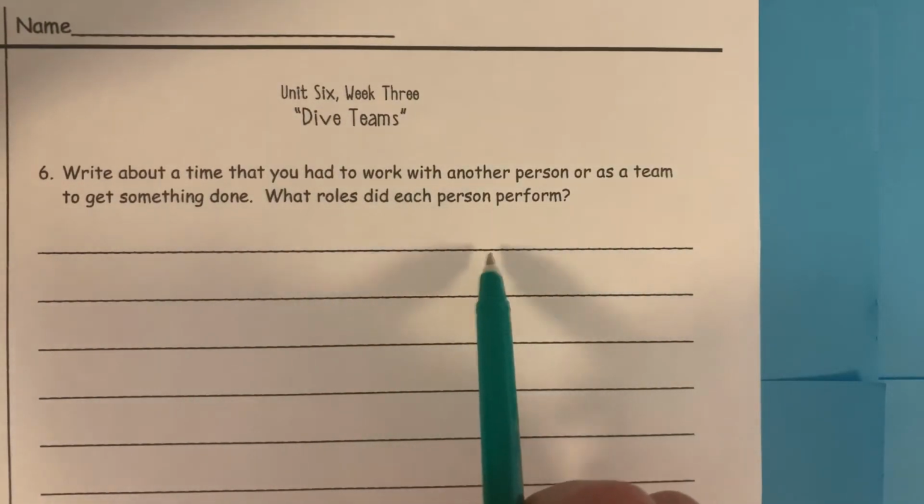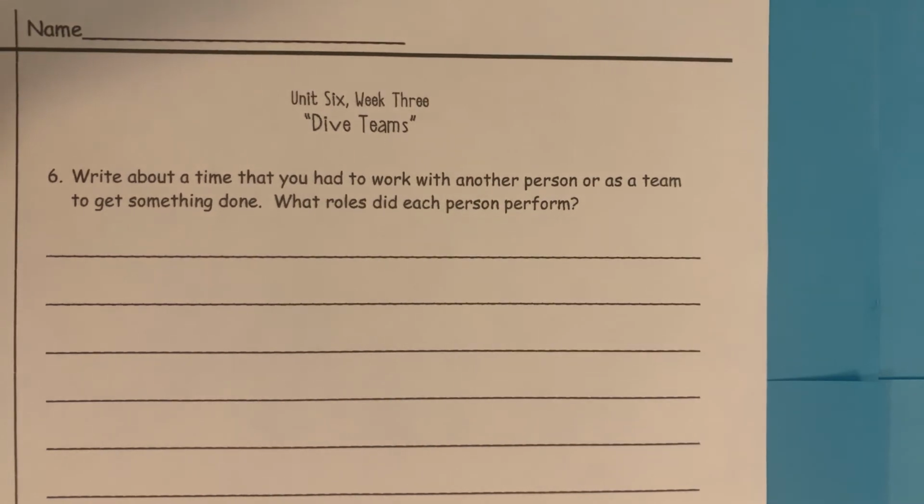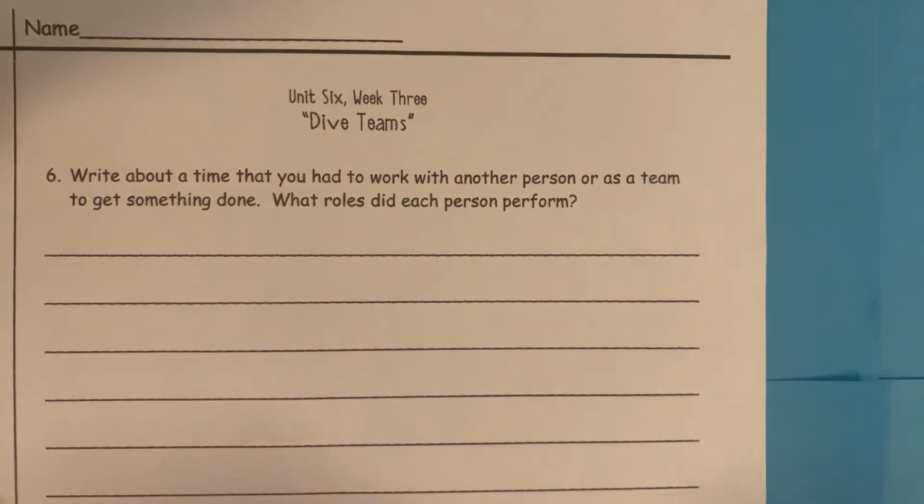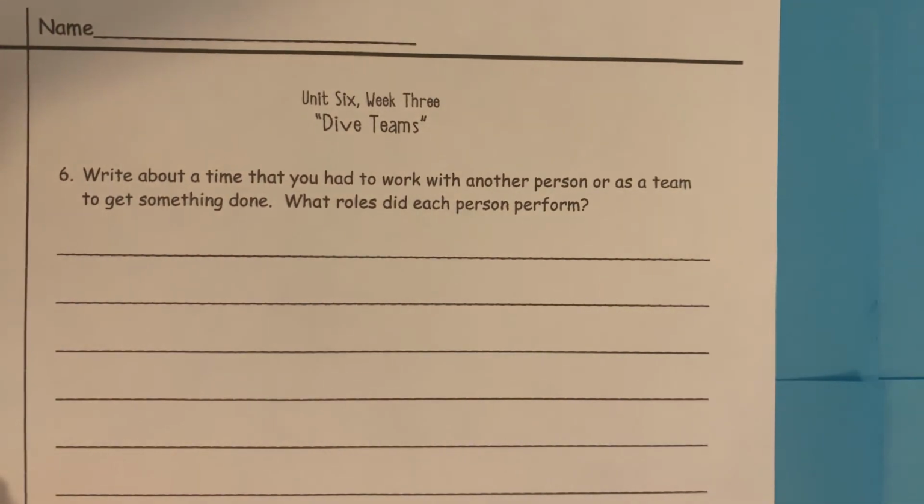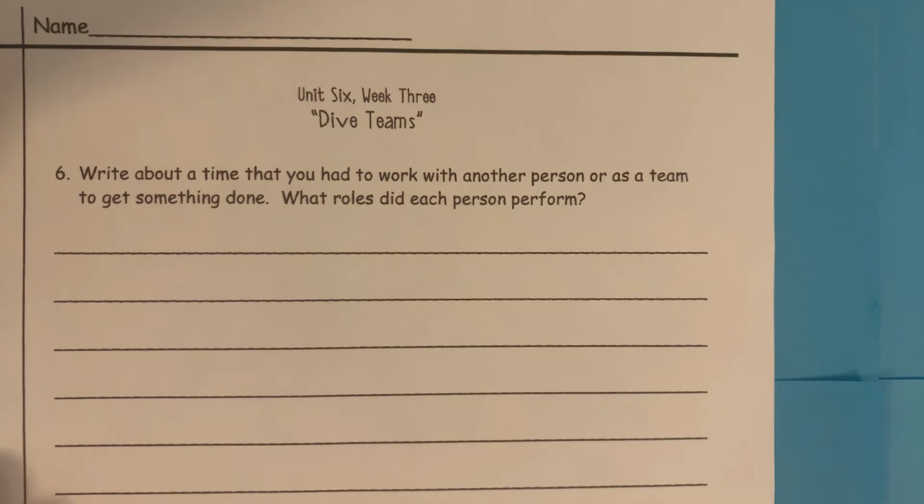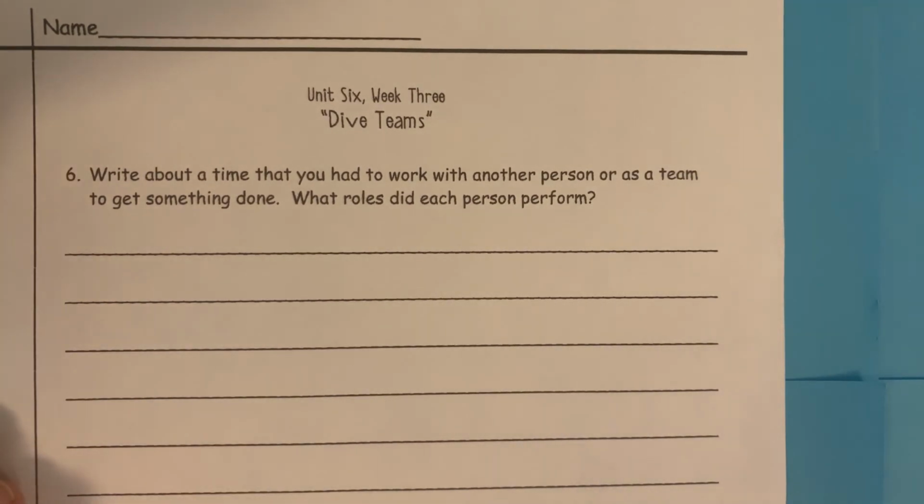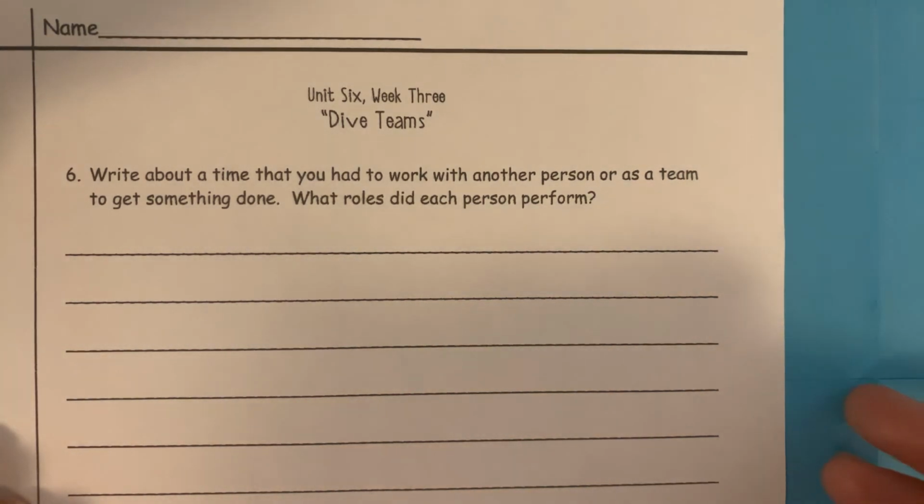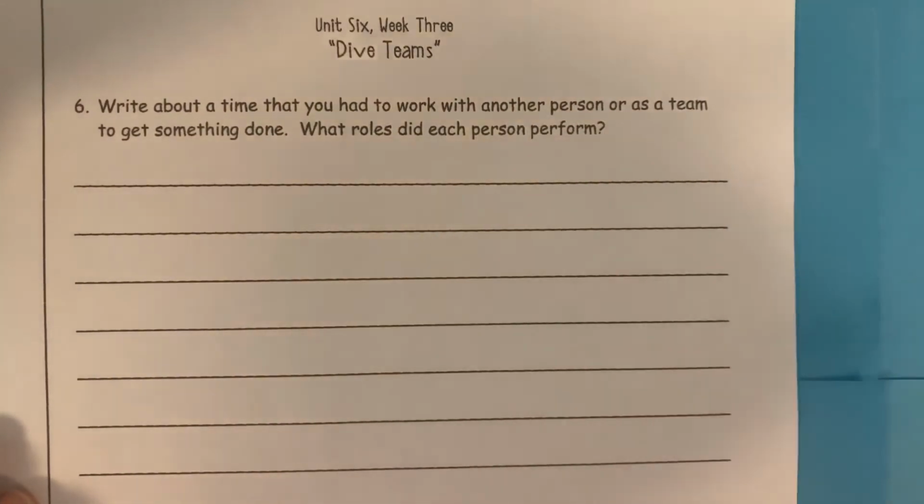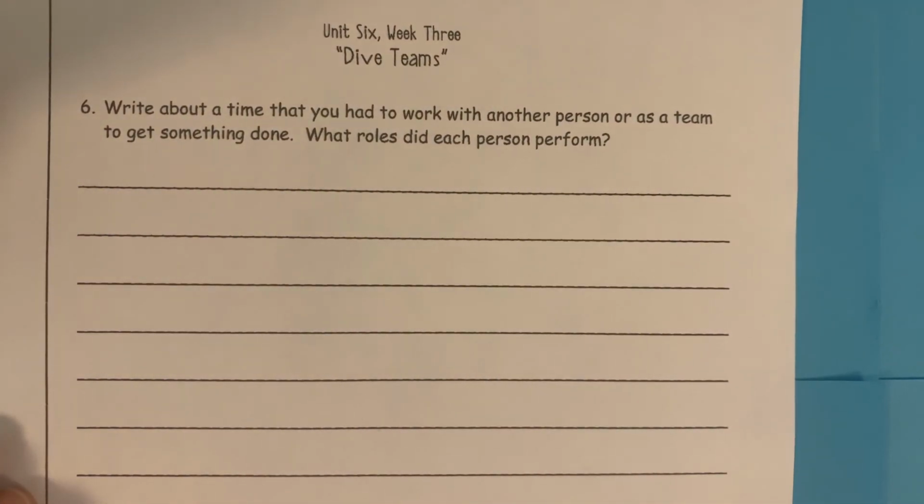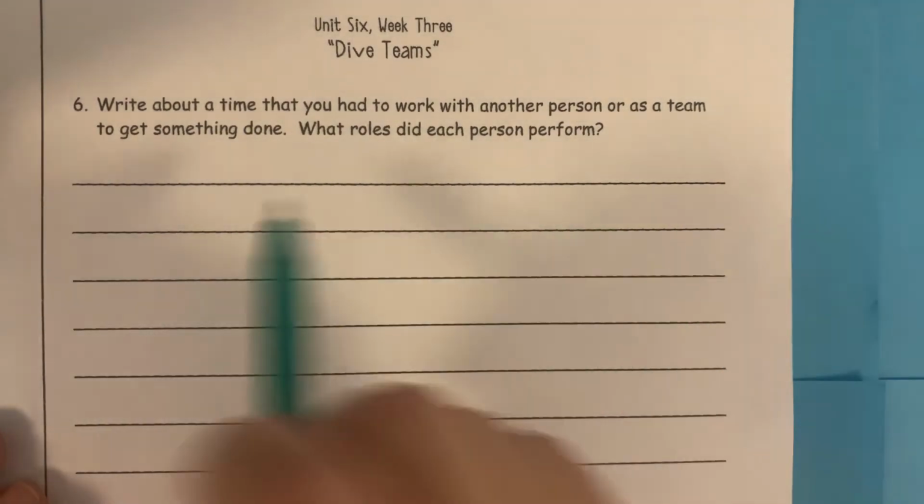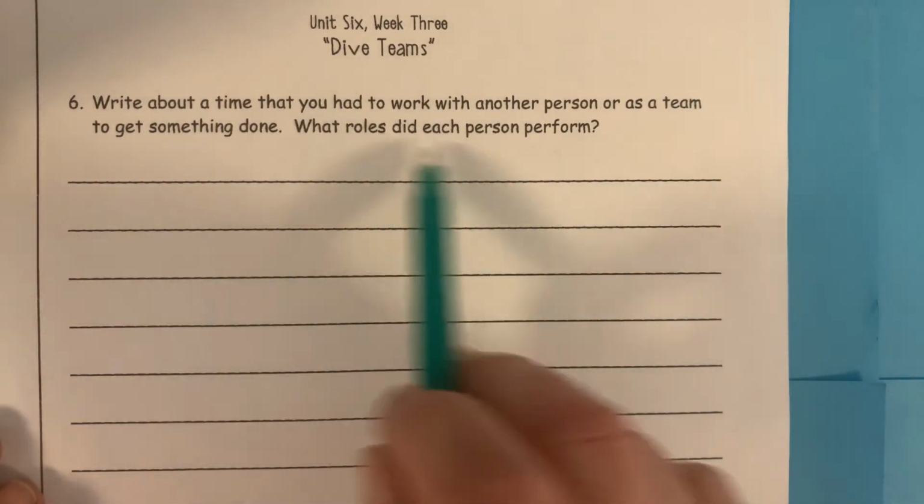Afterward, I want you to think about the time you've had to work with another person or as a team to get something done. What roles did each person perform? And you will start this with an introductory sentence. For instance, one day my family and I decided to clean the living room. We worked as a team. And then you could say, my grandma did this, my mom did that, my dad did this, my uncle did that. And you can just tell what role each one played.